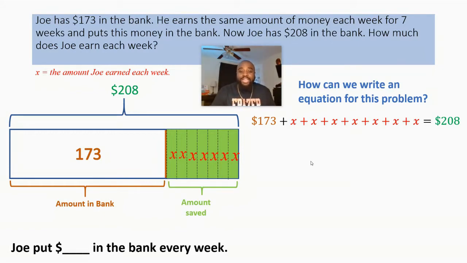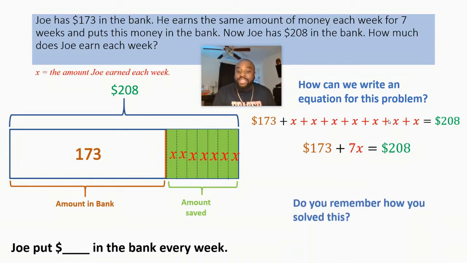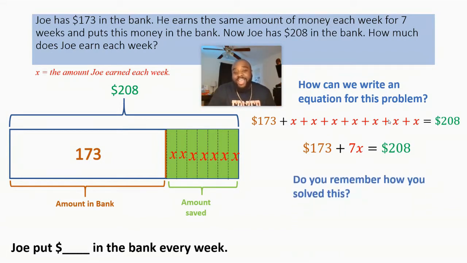All right, welcome back. So hopefully you were able to take all those X's right there and add them together, and you should have 173 plus 7x equals 208. Now, hold on a minute. We're not done yet. You have to tell me if you remember how to solve this or not. So what would we do? How would we simplify this equation?